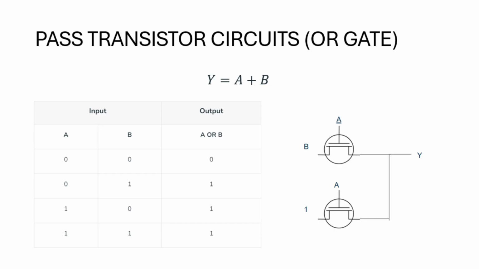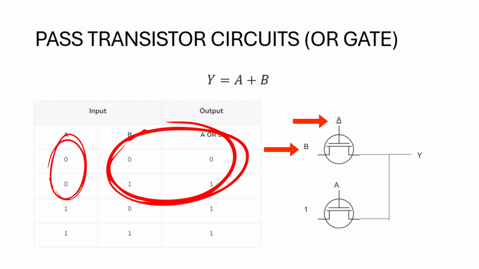Considering the truth table, all the input combinations generate an output of 1 except for the first input, in which both A and B are 0. Then only the output is 0. We can take one input as a gate signal and the other as an input signal. So if we take A as a gate signal, then for A is equal to 0, or A prime, the output generated is B. So this is A bar, the input being B. That means whenever this transistor is turned on, the signal passed will be B, whether it is 0 or 1.